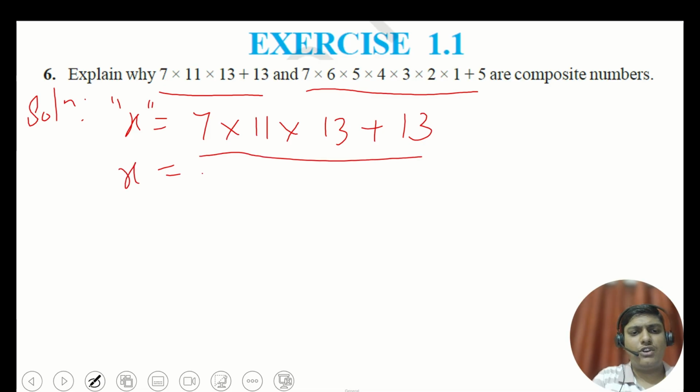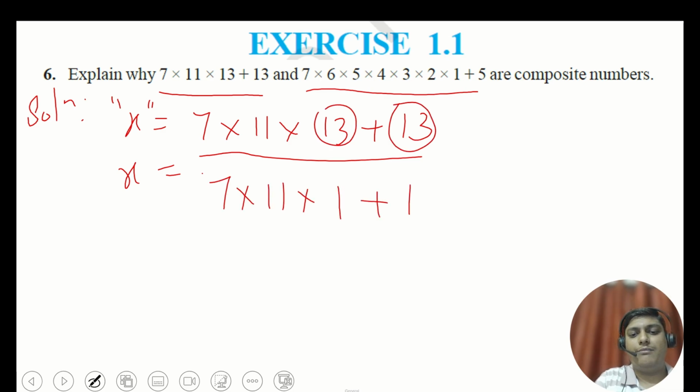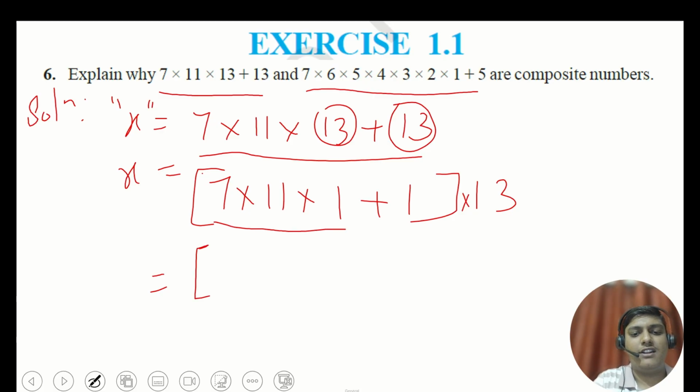If you observe closely here, we can take this 13 common. Taking 13 common, we get 7 into 11 into 1 plus 1. Okay? Next, if I continue, what does this value become? 7 into 11 is 77, plus 1 is 78. So it becomes 78 plus 1, into 13. Correct?